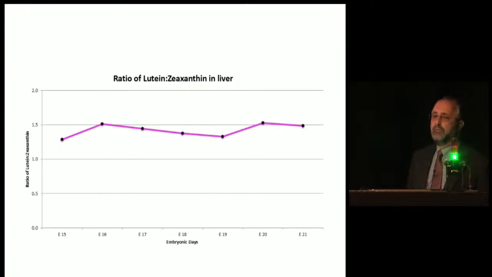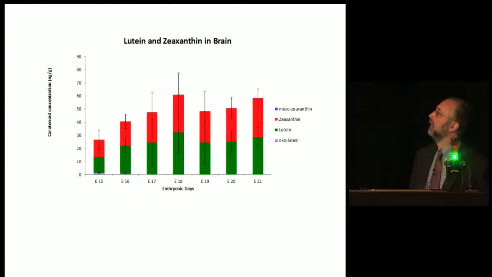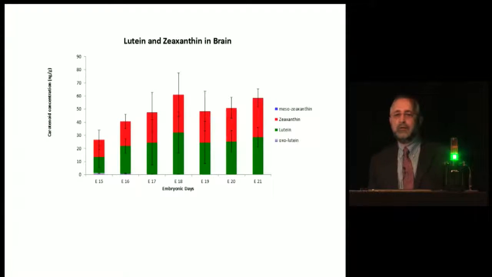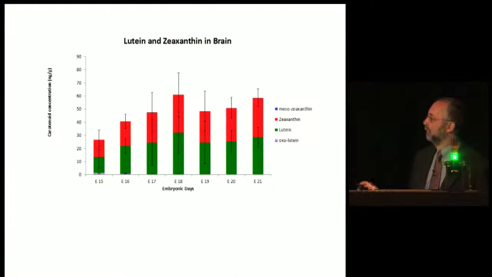The ratio is very similar in the liver to exactly what we're seeing in the egg yolk, around 1.5 to 1, and as we'll see, it's very similar to what's going on in the serum. In the brain, there's a lot of interest. What's going on in the brain of these birds?